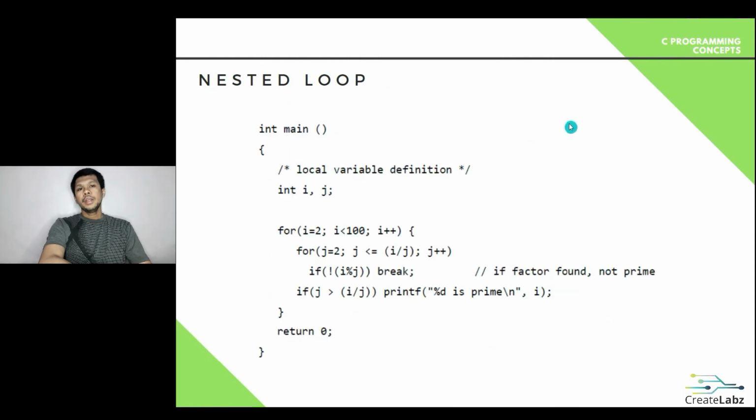Nested loop, it just means that you have a loop inside a loop. So you see here, this is a for loop, a smaller for loop. It iterates itself in the j variable. So for j is equal to 2, j is less than or equal to i divided by j, j plus plus. And then this small for loop is inside the outer for loop, which is for i is equal to 2, i is less than 100, i plus plus.